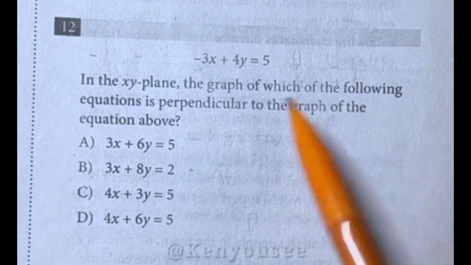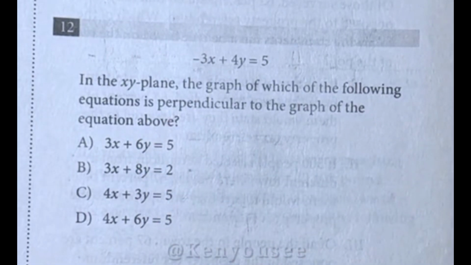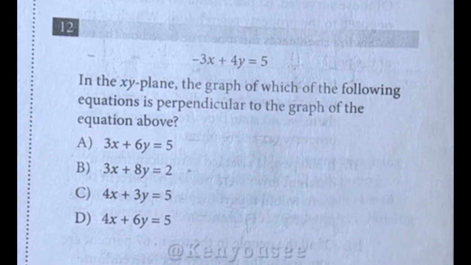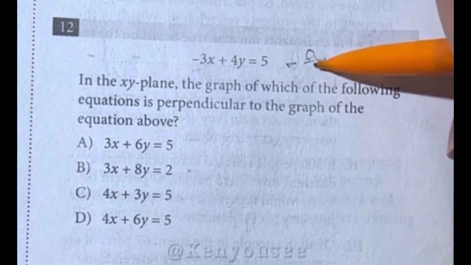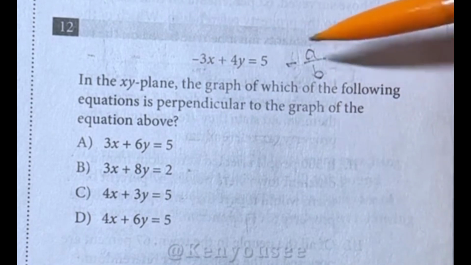In the xy plane, the graph of which of the following equations is perpendicular to the graph of the equation above? We're going to have to compare the slopes, and whenever an equation is written in the form where the x and y variables are on the same side of the equation, we can use the formula negative a over b to find the slope of the line, where a is the coefficient of the x variable and b is the coefficient of the y variable.